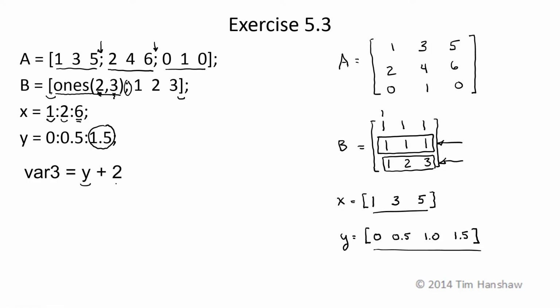var3 is just Y plus 2. Y is 0, 0.5, 1, 1.5, plus 2. This is an operation between an array and a scalar. When I do that, I add the scalar to each element in the array. So 0 plus 2 is 2. 0.5 plus 2 is 2.5. 1 plus 2 is 3. And 1.5 plus 2 is 3.5.